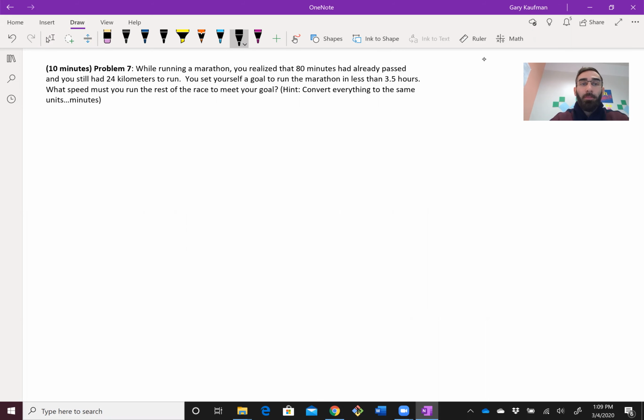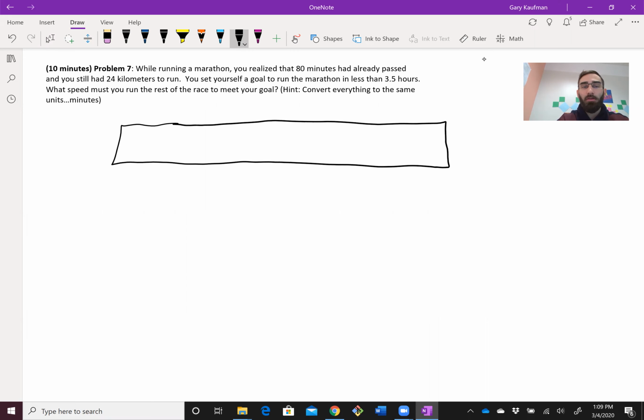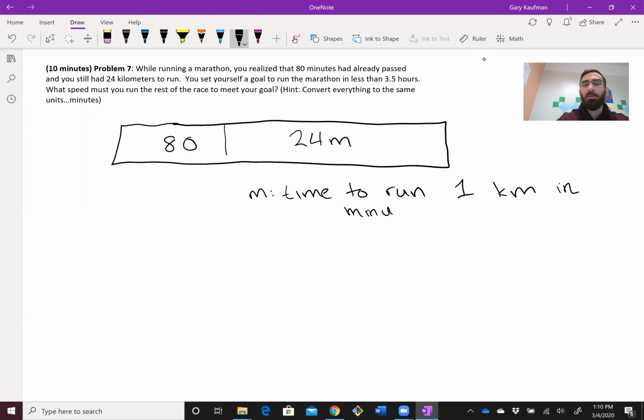Okay, so we're running a marathon and we've already done 80 minutes. So this is representing our minutes. So we've already done 80. We have 24 kilometers to go with per minute. We don't know the minutes. So we'll say time to run 1 kilometer. This allows us to say 24m. I should say in minutes. Let me be more specific.